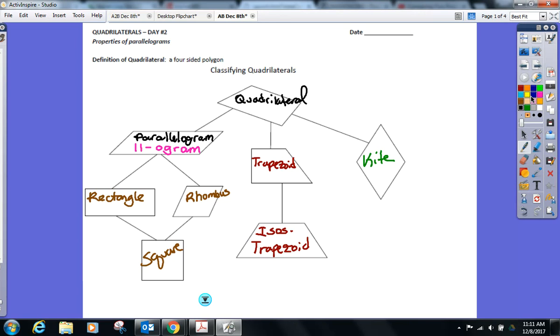Anybody know any other properties? I might as well, you can drop some knowledge, show your power here. What's up, Sean? We call those opposite angles. Opposite angles are congruent. Nice job.